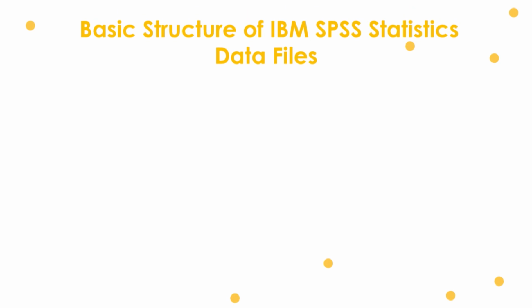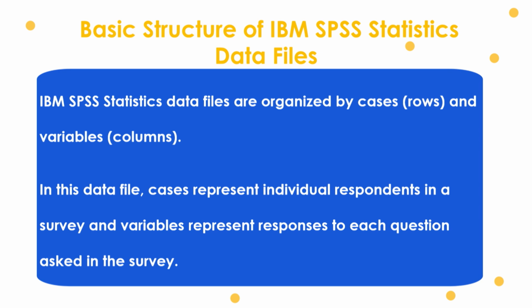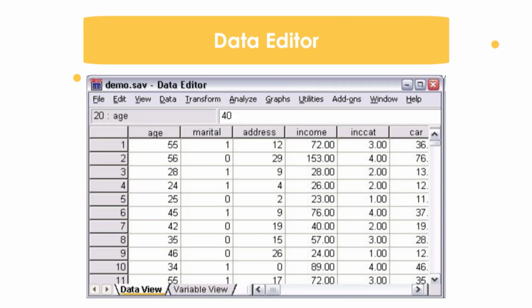Basic structures of IBM SPSS Statistics data files. IBM SPSS Statistics data files are organized by cases, that is rows, and variables, that is columns. In this data file, cases represent individual respondents in a survey and variables represent responses to each question asked in the survey. Next, we will discuss the data editor.